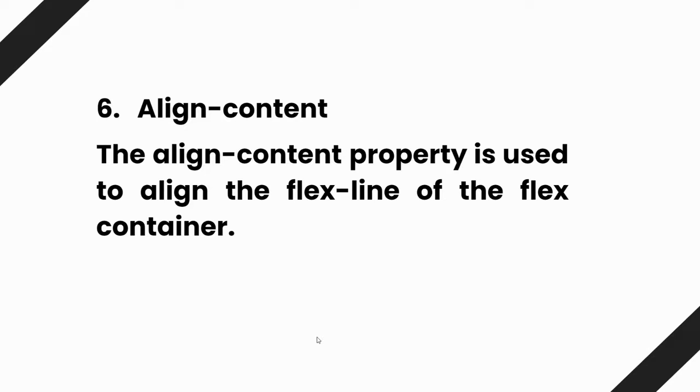Last but not the least, we have the align content property. The align content property is used to align the flex lines of the flex container. The flex line is basically the space you have between the flex items vertically. So you can style the amount of space between these two sections of items in the container. Don't worry about this one. We'll see even this very soon on VS Code.